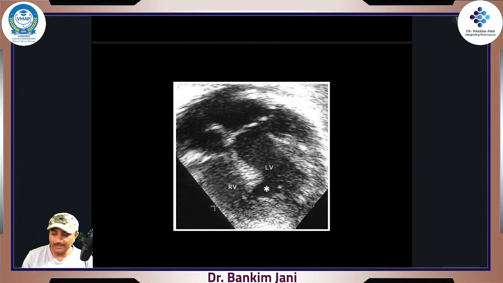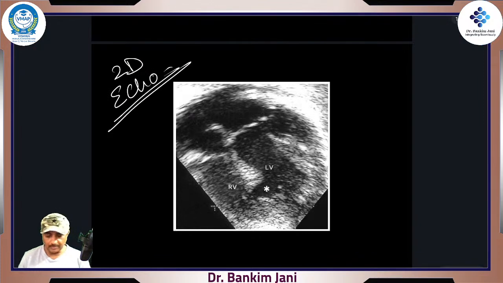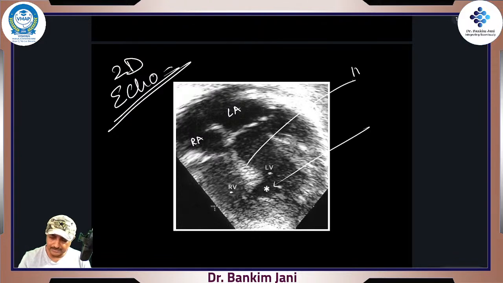Again, we are watching a 2D echo. In 2D echo, what we watch is, this is the right ventricle, this is the left ventricle. So this would be the left atrium, this would be the right atrium, right? So we are watching at an angle, and over here, see, it is quite low, right? The gap in between this one is interventricular septum. The gap is quite low.